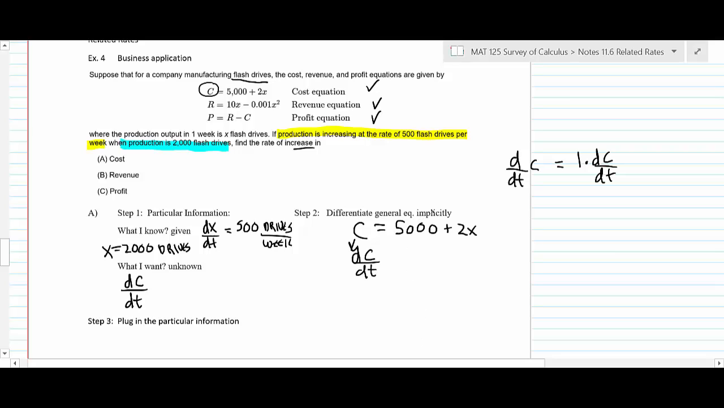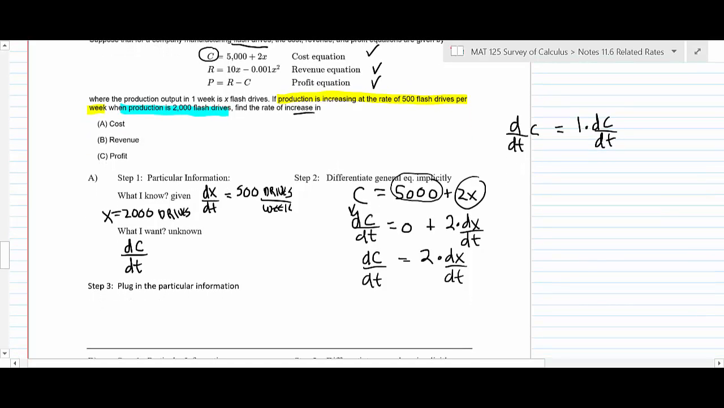Okay, what's the derivative of 5,000? 0. What's the derivative of 2x with respect to t? Good. 2 times dx over dt. Okay, so that's it. What we have is the rate that cost is changing with time is just equal to 2 times dx over dt. Okay, so now we just plug in the particular information. Remember, we're trying to find dC over dt. The only thing we need to plug in for is dx over dt.